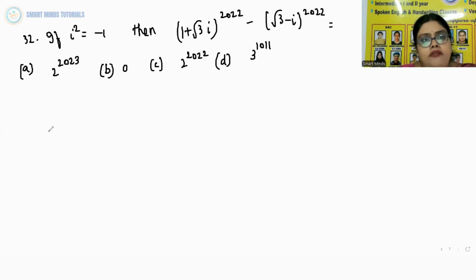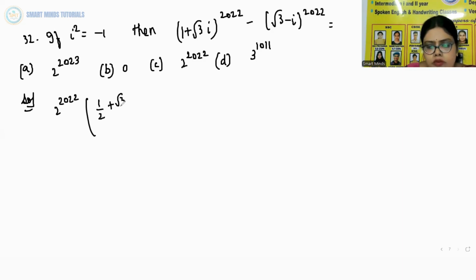Take the next question. If i square equals to minus 1, then (1 plus root 3i) whole power 2022 minus (root 3 minus i) whole power 2022 equals to dash. So let's see how do we proceed with this one. So here 2 power 2022 into 1. Now if I convert this 1 plus root 3i into modulus amplitude form, we will get (1 by 2 plus root 3 by 2 i) whole power 2022.